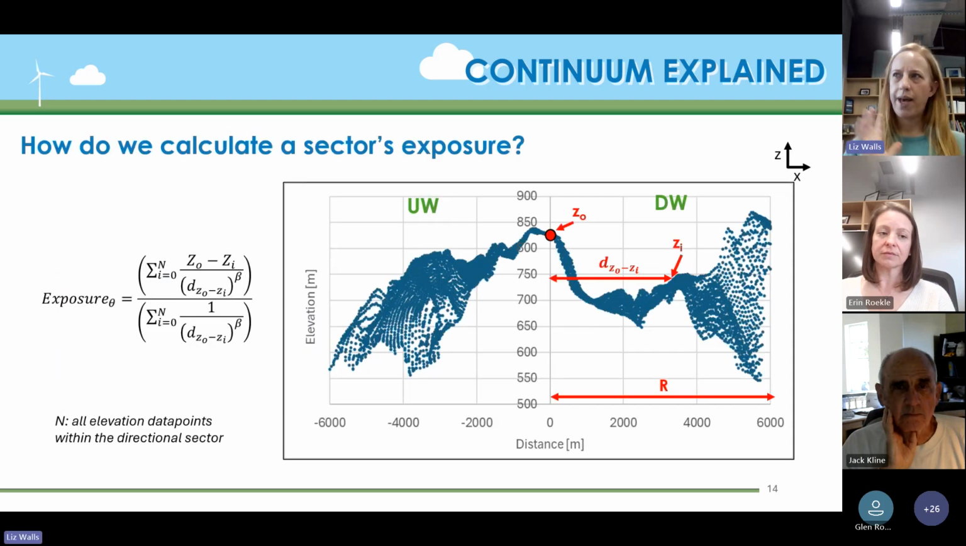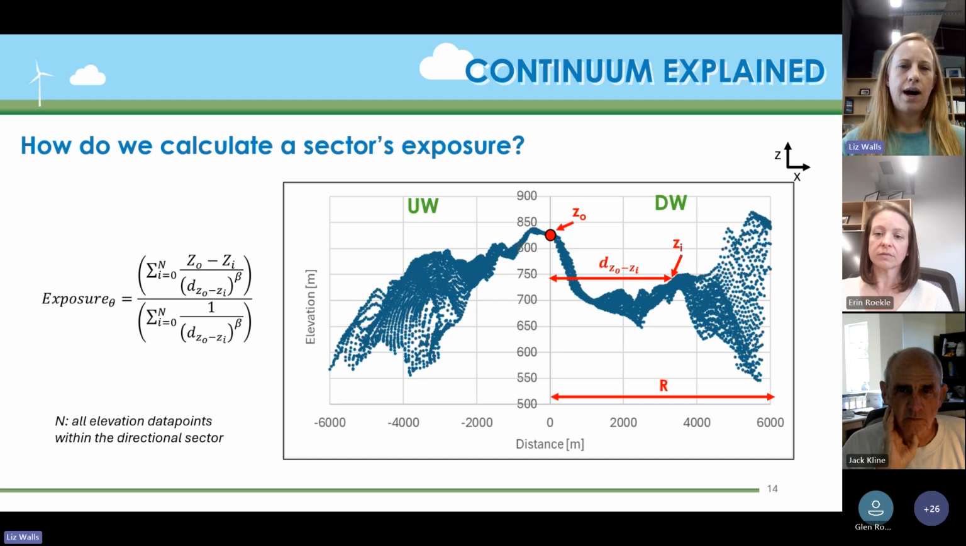Okay, so that covers the concept of upwind and downwind exposure. Now let's get into some of the math. How is the sector exposure actually calculated? Here we have the equation again, and to help explain, this is a plot showing the elevation on the y-axis and distance on the x-axis. This is actual terrain data from the Allegheny Ridge site in the prevailing direction, which is 300 degrees, or from the northwest.